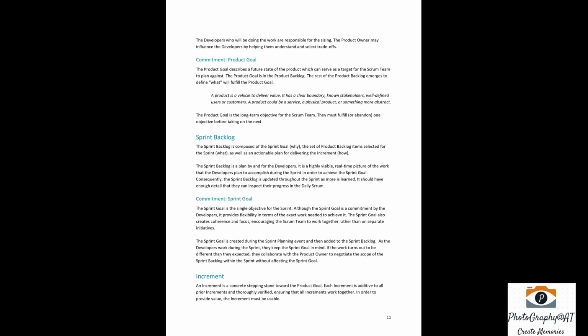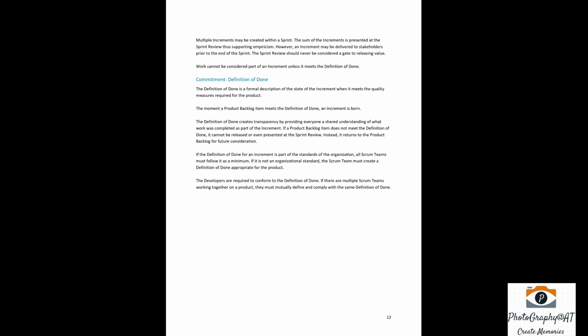Increment. An increment is a concrete stepping stone toward the product goal. Each increment is additive to all prior increments and thoroughly verified, ensuring that all increments work together. In order to provide value, the increment must be usable. Multiple increments may be created within a sprint. The sum of the increments is presented at the sprint review, thus supporting empiricism. However, an increment may be delivered to stakeholders prior to the end of the sprint. The sprint review should never be considered a gate to releasing value. Work cannot be considered part of an increment unless it meets the definition of done.